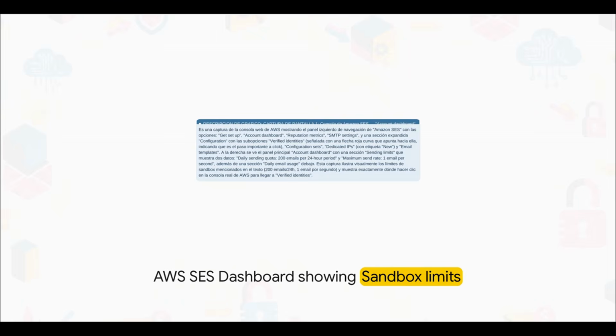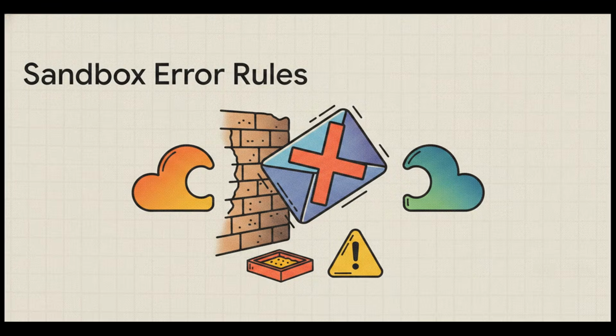Well, you're hit with very strict limits: a hard maximum of 200 emails every 24 hours, and a sending rate limit of just 1 email per second. But more importantly, you can't just email anybody you want. You can only send messages to email addresses that you have personally, manually verified within the AWS console. Which actually brings us to another essential frustration alert.